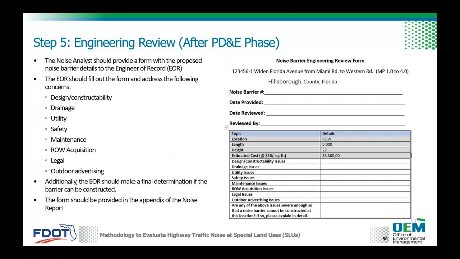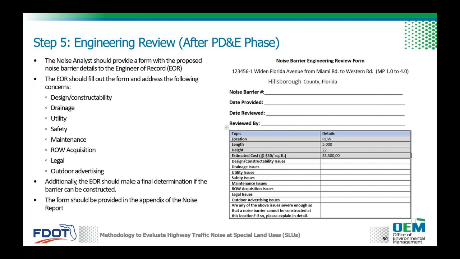This slide shows an example of a noise barrier engineering review form. The noise analyst should fill out the noise barrier details and provide the form to the engineer of record so that they can determine and document engineering constraints. The following concerns should be addressed, including design and constructability, drainage, utility needs, safety requirements, maintenance needs, right-of-way acquisition, legal issues, and of course, any outdoor advertising issues.